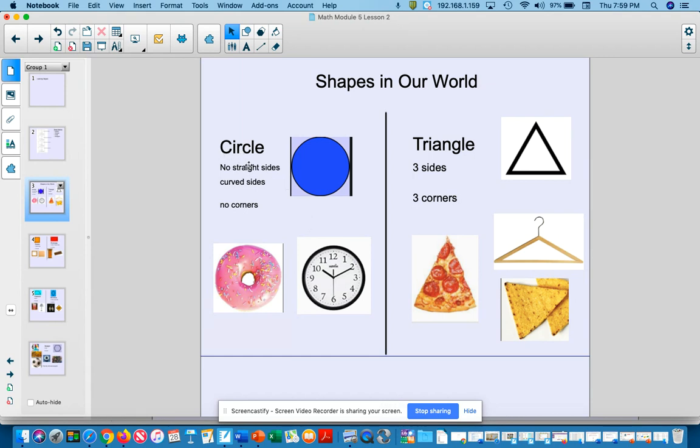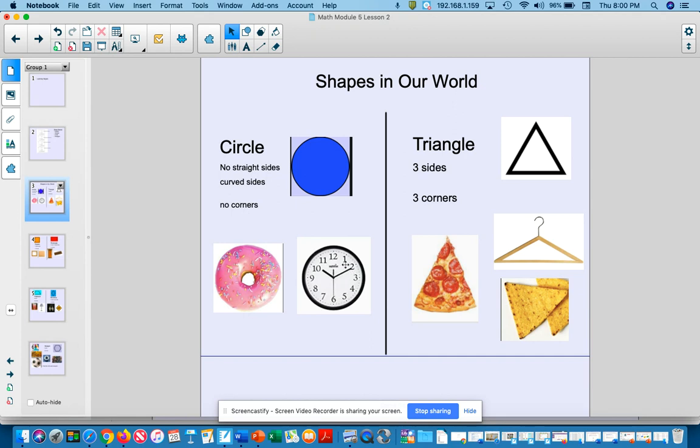So let's look first at the circle. I know the circle was not in our video, but I just wanted to review it. The circle has no straight sides. It has curved sides. And because it doesn't have straight sides, the circle has no corners, okay? Some things we see that are circles are like this yummy donut, which has that round shape, or maybe the clock on your wall has the circular shape.